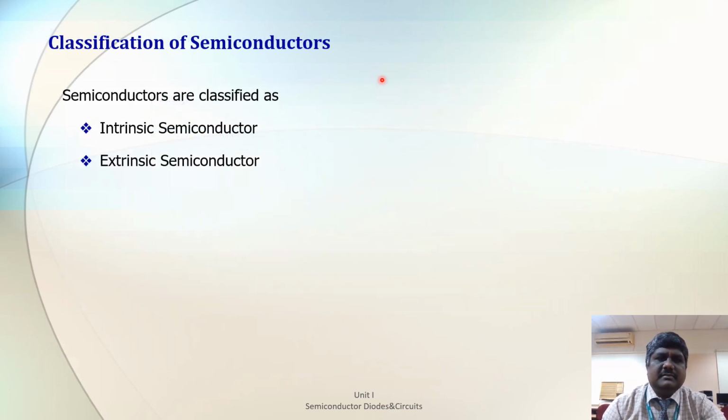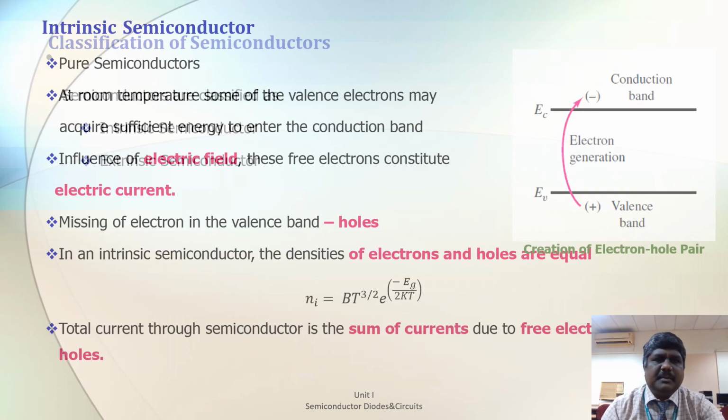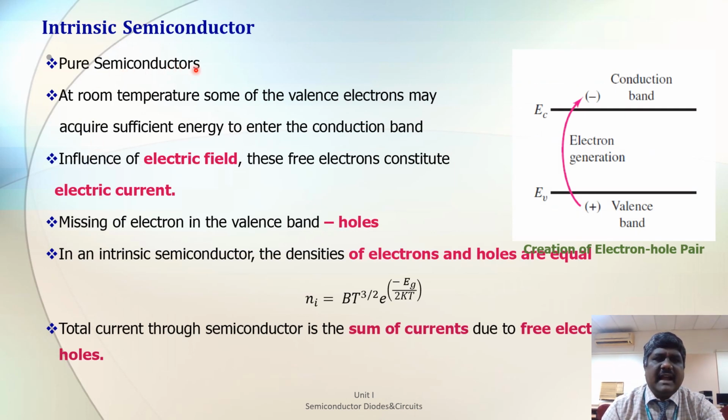We have two types of semiconductor. It is classified into intrinsic semiconductor and extrinsic semiconductor. Intrinsic semiconductor is the pure form of semiconductor. We are not adding any impurities here. Atoms have electrons and holes, and they are completely balanced in the pure semiconductor. In an extrinsic semiconductor, we add some impurity, which unbalances it. First we will discuss the intrinsic semiconductor.